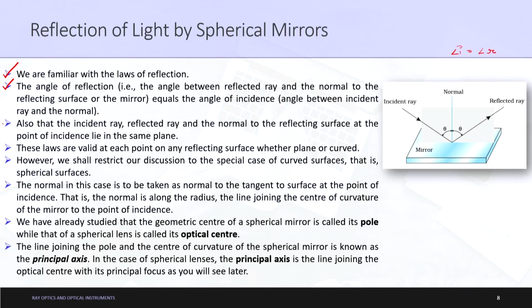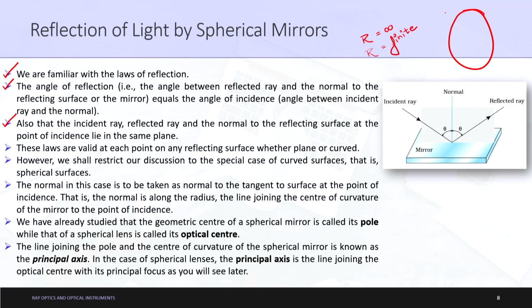Let us move on. What is written here next is that these laws are valid at each point on any reflecting surface, whether plane or curved. So what does plane mean? Plane just means that R, the radius of curvature, is infinity, and a curved surface basically means the radius is finite. What is this radius I am talking about here? It is just the radius of your complete spherical mirror.